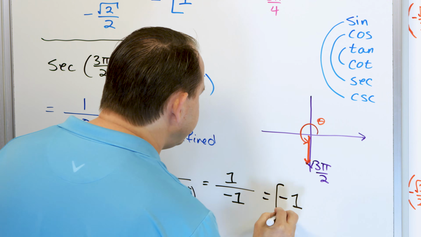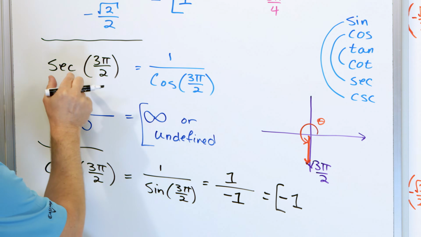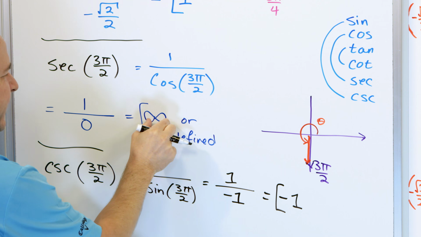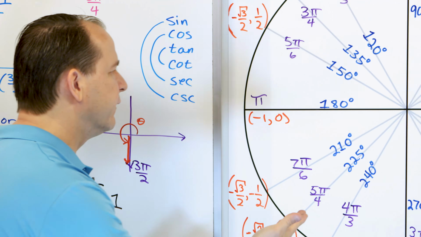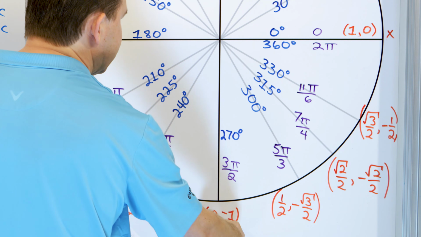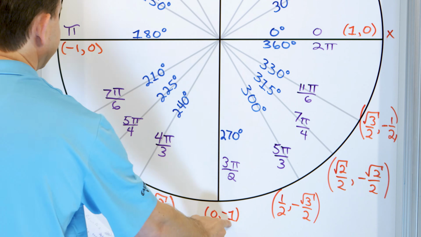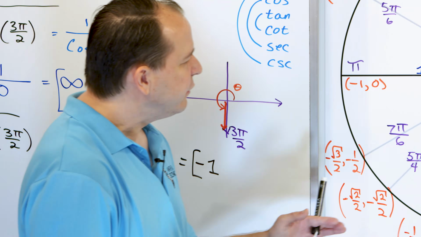-1. So the cosecant of this angle turned out to be -1, while the secant of the same angle turned out to be infinity or undefined. Now again, you can't check this too much just using the unit circle, but you can go down to 3 pi over 2 down here and see that the sine of this angle is actually -1, so that's what we put in there. So you see, the unit circle is useful.